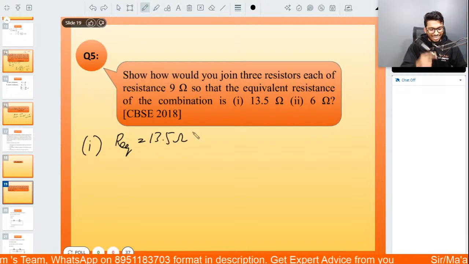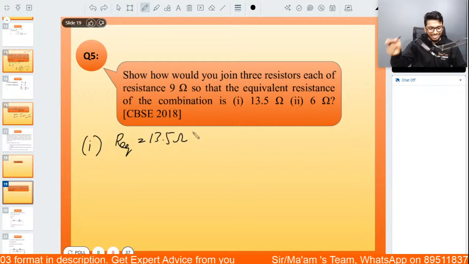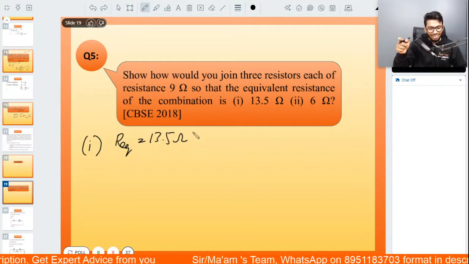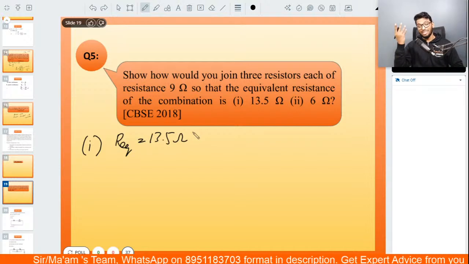Wow, Sai Prerna, wow, what Josh. Two 9s in parallel and the other in series. And for the second one, all three 9s in series. Okay, my God, amazing, super awesome.